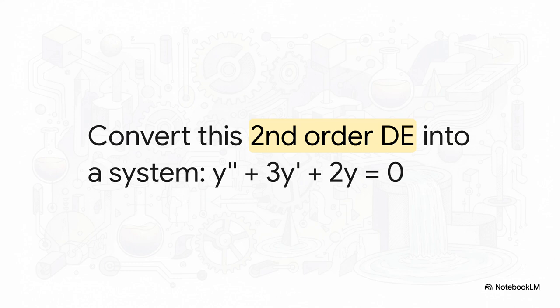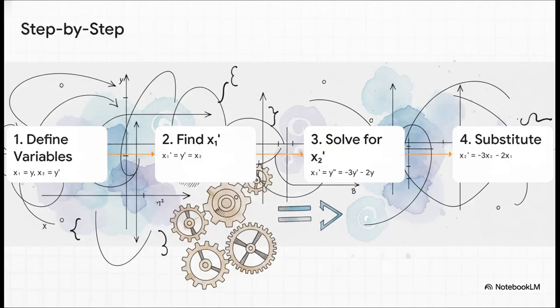So let's get cooking. Okay, step 1, define variables. It's a second-order equation, so we only need two. x1 is y and x2 is y prime. Easy enough. Step 2, find the first derivative. Well, the derivative of x1, which is y prime, is simply x2. Done. Now for step 3, this is the key.